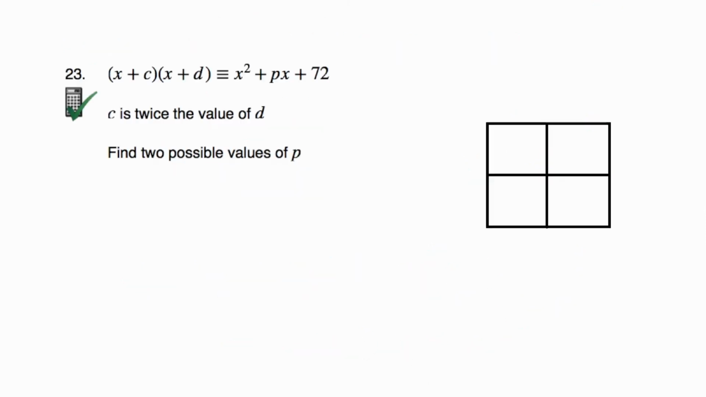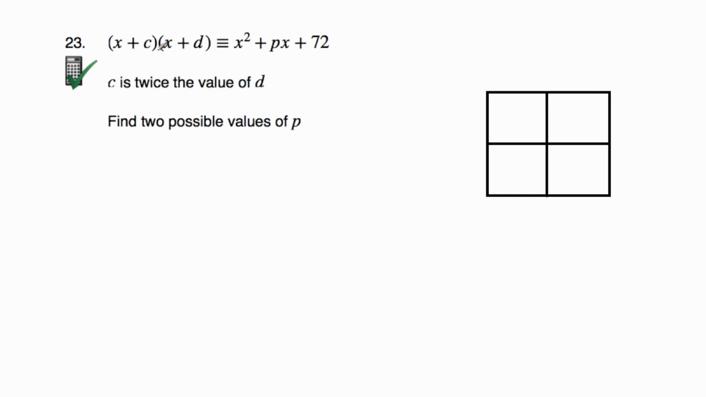Okay, question number 23. So question number 23, we've been given that x plus c times x plus d is equivalent to x squared plus px plus 72.